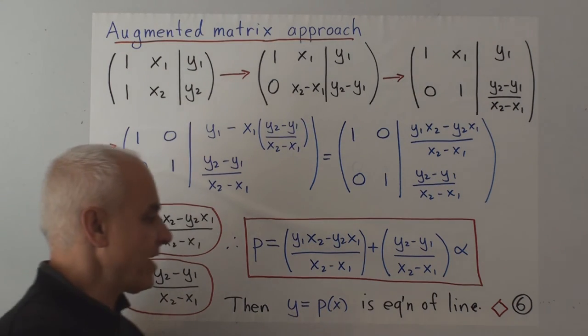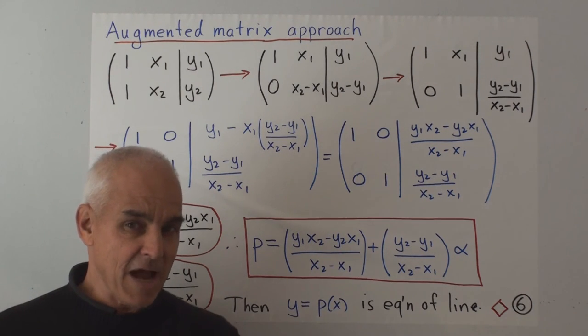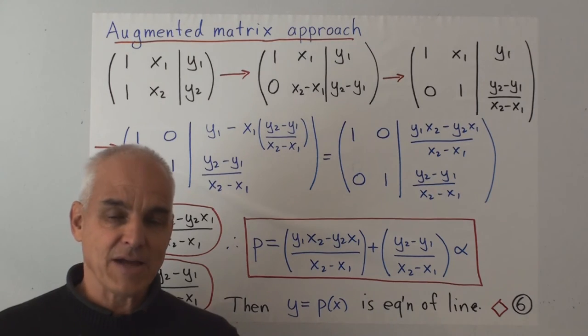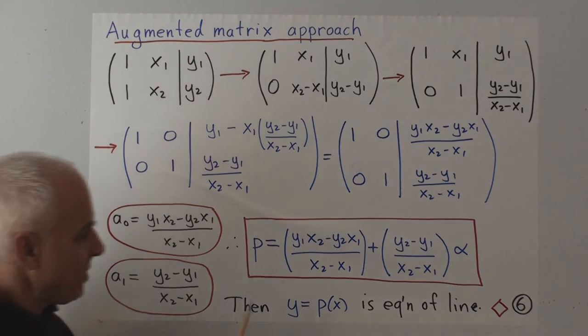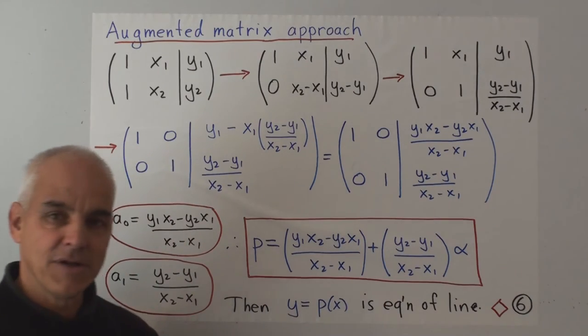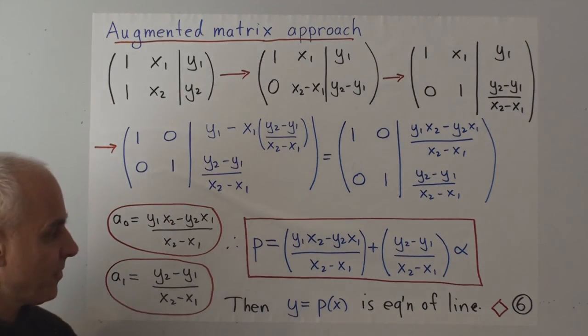And y equals p of x is the equation of the line. Now I know you've all done this kind of problem with high school maths before, with slopes and so on. So it might be interesting for you to work it out using high school algebra and make sure that you do in fact get the same answer.